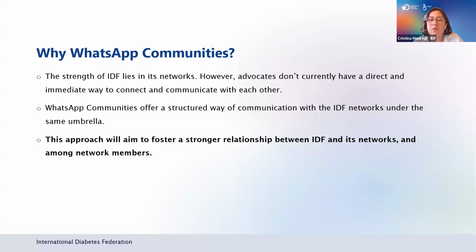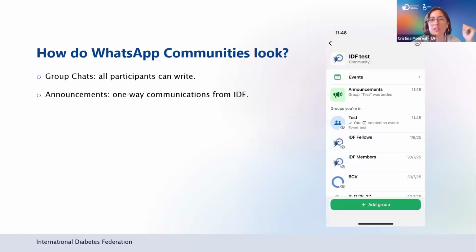So yeah, as I said, this approach aims to have a stronger relationship, not only between IDF and networks, but it is something for the networks as well. So if you've never been a part of a WhatsApp community, this is kind of what it looks like. You have the group chats, which of course we're all familiar with. It's just all participants can write in there. And right now there are some group chats in some of the networks, but it's not a generalized thing. So the idea is to have group chats more generalized than what we have right now, and all under this umbrella of community. And as you can see, there's also the announcements tab.